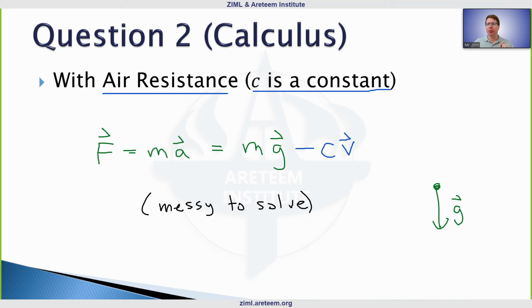And when we look at the picture in a second, this should make a little sense, because stuff is going to be slowing down as it's going through the air. Air resistance is slowing it down in that case.